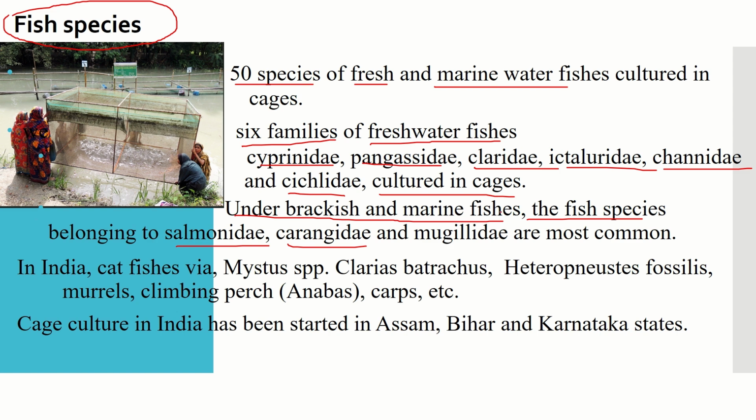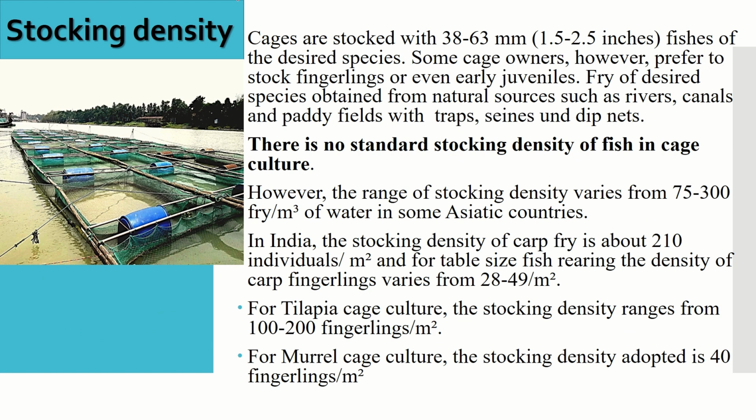In India, catfishes like Mystus species, Clarias batrachus, Heteropneustes fossilis, murrels, climbing perch, and carps are responding well to cage culture practices. Cage culture in India has been started in Assam, Bihar, and Karnataka states. Then, what is the stocking density for this cage culture?